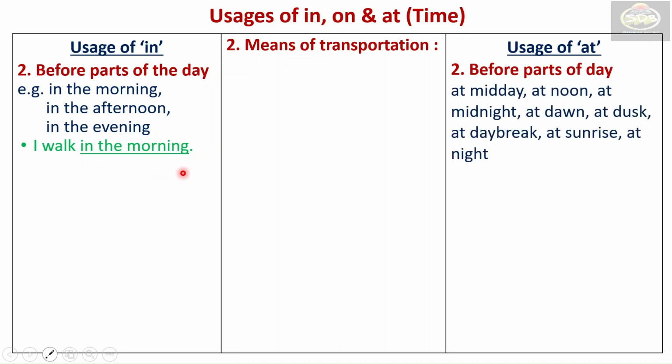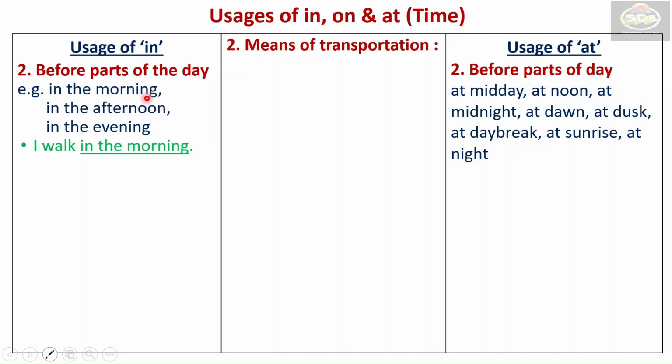Whereas we use at in this way: at midday, at noon, at midnight, at dawn, at dusk, at daybreak, at sunrise, at night. In the morning, in the afternoon, these are a bit lengthy time, but this is a particular time. Midday means very short period of time. At noon, at midnight, at dawn, this is a short duration of time in comparison to morning, afternoon or evening.